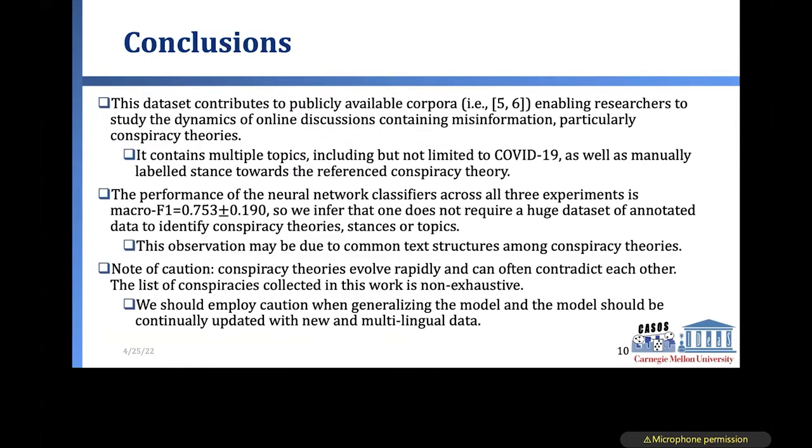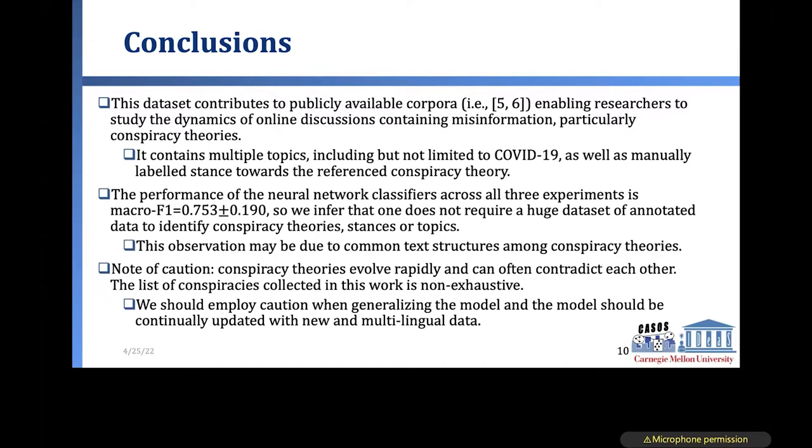So to conclude, kind of a wordy slide, but we're publishing this data set that will be publicly available, allowing researchers to study the dynamics of online discussions containing misinformation, particularly conspiracy theories. What sets it apart? It contains multiple topics, not limited to COVID-19, as well as manually labeled stance towards the reference conspiracy theory. And we report that the performance of the neural net classifiers across all 3 experiments using the macro F1 is 0.75 plus or minus 0.19.